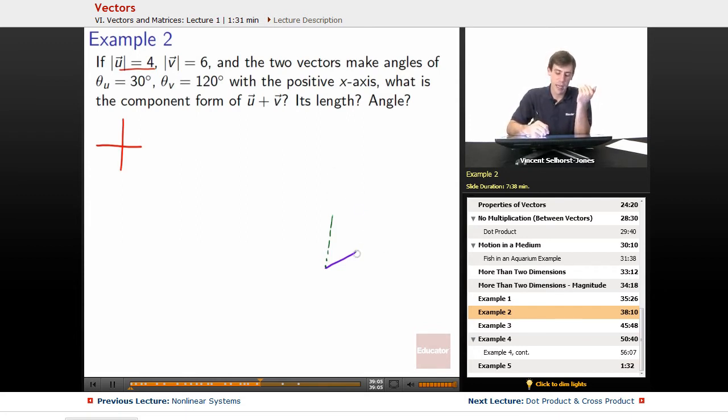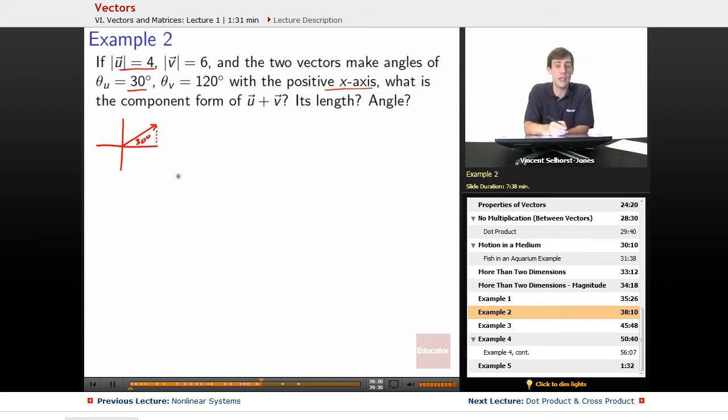So our first step is to get a component form out of each of them, because once we have a component form for u and a component form for v, it's easy to add them together. Then we can figure out the length and the angle. So u equals 4, our theta u is 30 degrees, and remember, it was with the positive x-axis. So our angle is 30 degrees, like this.